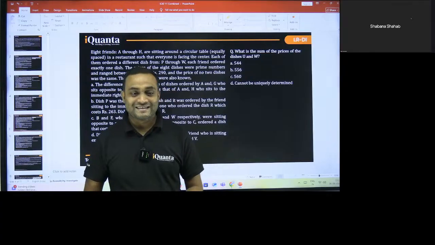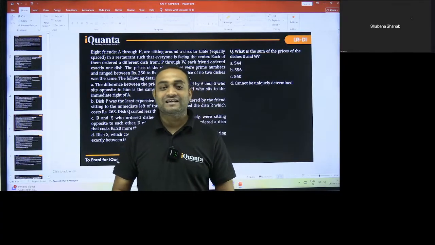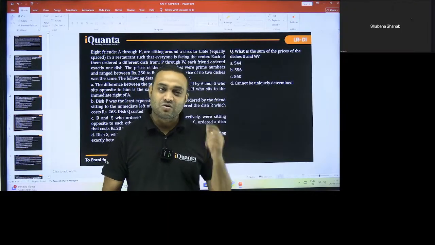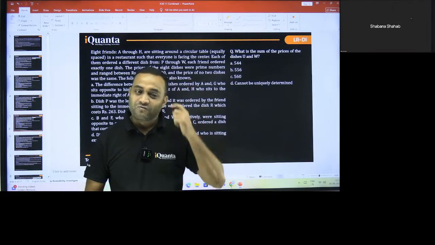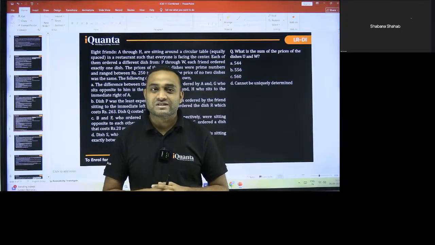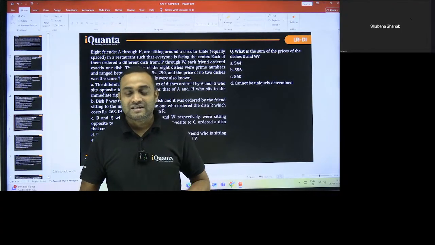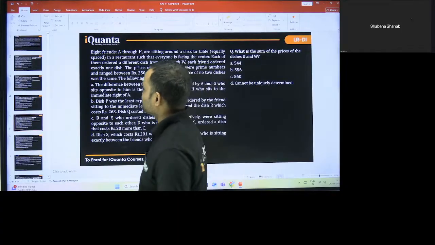So LRDI section of iCAT 11. When I analyzed this, I felt that this was overall on the higher side with respect to the recent mocks that we have done, right? Do you agree with that? Like we had 5 sets, that is good.